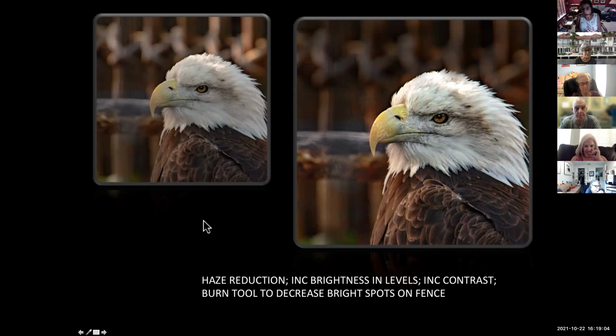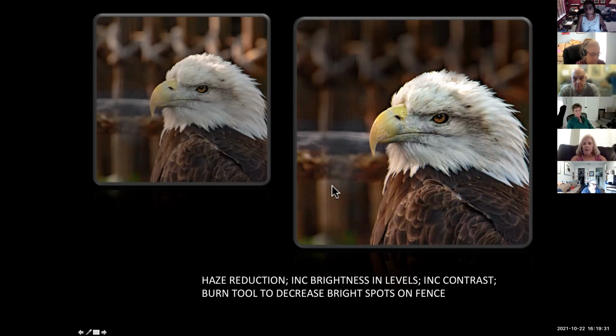Haze reduction. I used levels to increase the brightness to give me a little bit more of the white to pop out. I increased the contrast. And then I used the burn tool, which is a little bit more sophisticated, but still very easy to do, and toned down all of these knots, because to me, that was distracting away from the beauty of the image. Very nice. Okay, and I'm talking about a minute of work, literally a minute of work, when you know what you're doing.